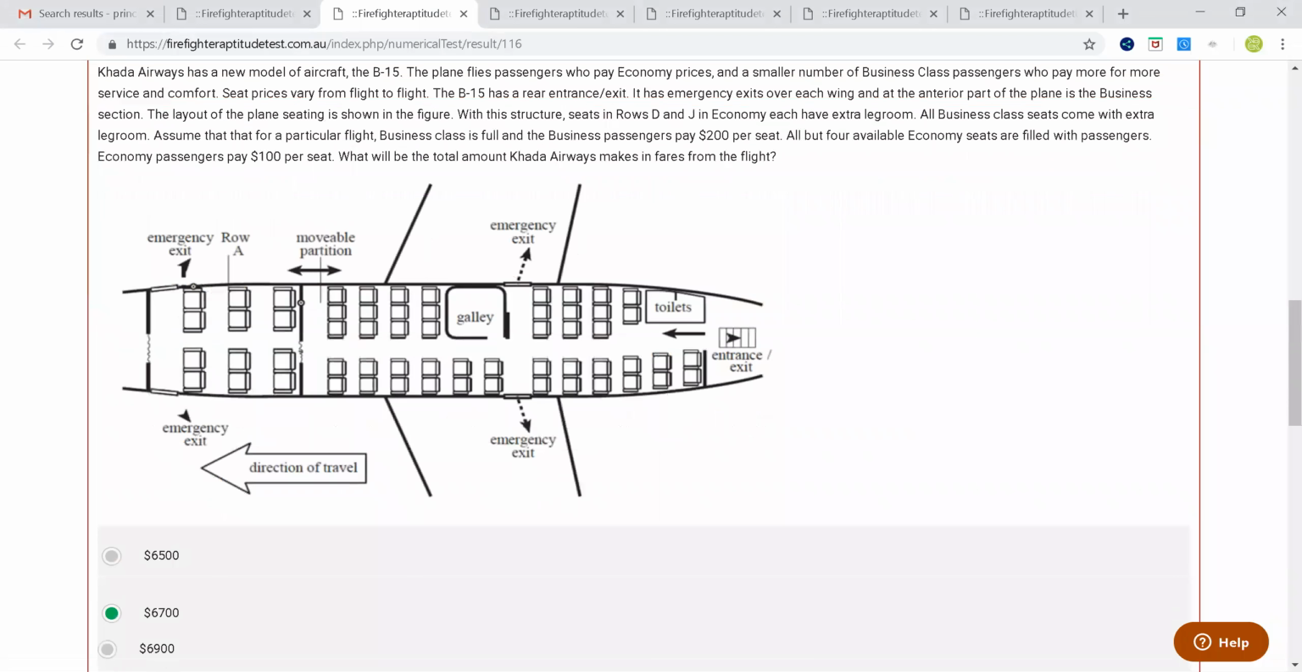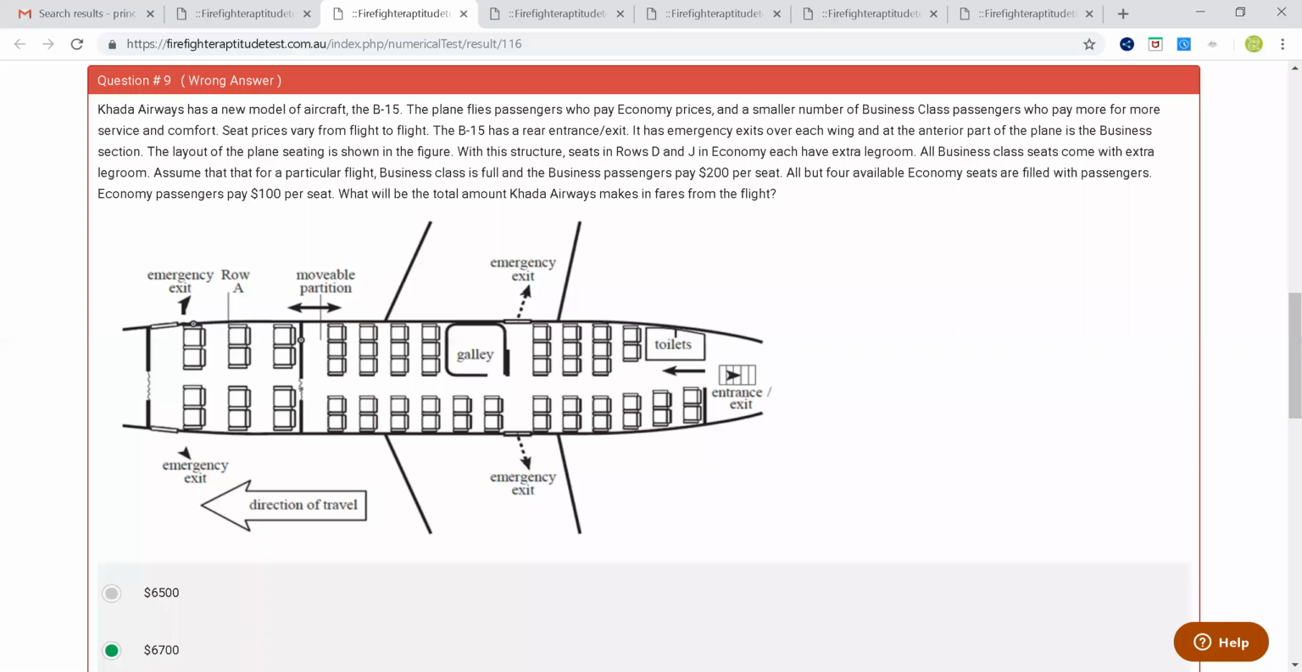Question number 9. Same thing. I want to read the last few sentences. Assume that all business class seats come with extra legroom. Assume that for a particular flight, business class is full and business passengers pay $200 per seat. All but 4 available economy seats are filled with passengers. Economy passengers pay $100 per seat. What is the total amount made in fares on the flight?